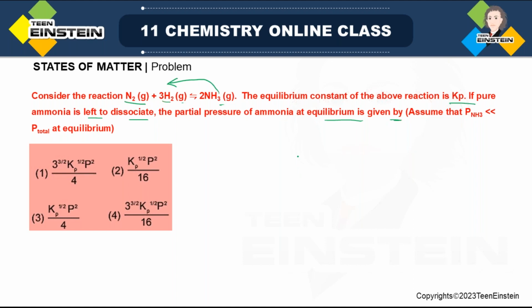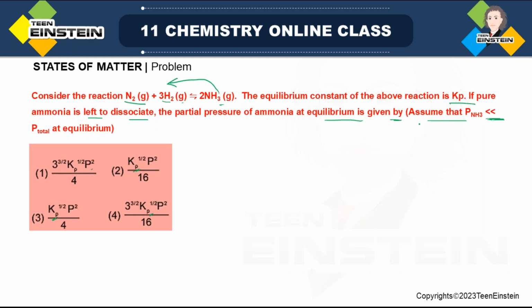In the options, if you look carefully, you will see the Kp value is present directly in all of them, and there is also the value of capital P. Capital P is the total pressure, and here you have to consider an assumption that is already mentioned in the question. It is an important assumption. If you do not apply it, you will not reach the correct answer. It says to assume that the partial pressure of ammonia is very small compared to the total pressure at equilibrium. So we have to apply this assumption.